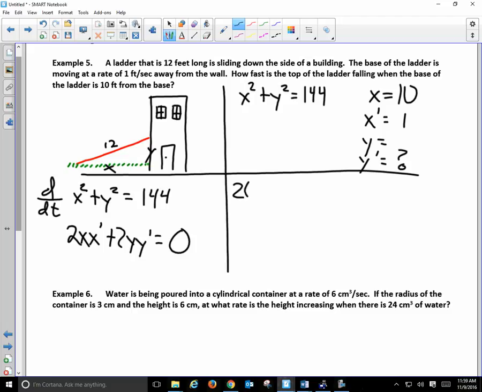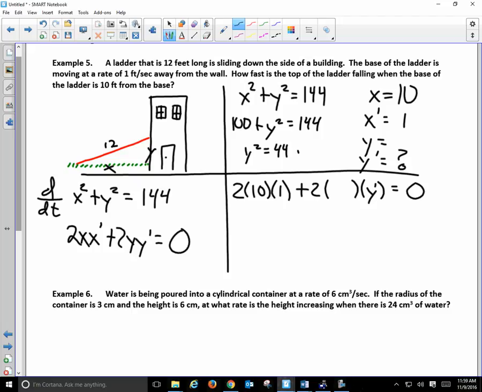So 2 times 10 times 1 plus 2 times, well, now I do have to find it, don't I? I have to find what Y is. How do I find what Y is? Plug it in. So I have 10 squared is 100 plus Y squared is equal to 144. So Y squared is equal to 44. So Y is equal to 2 roots of 11.